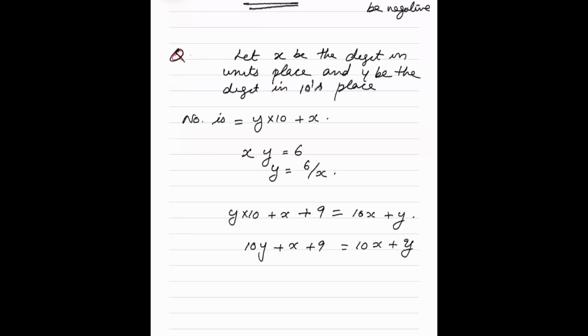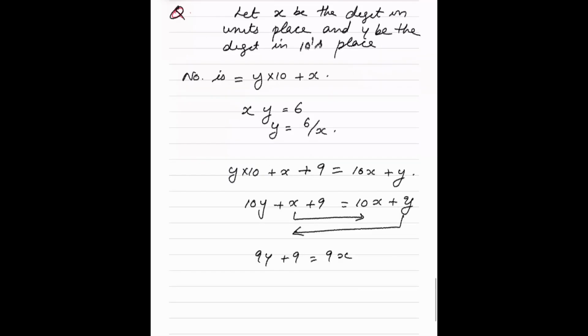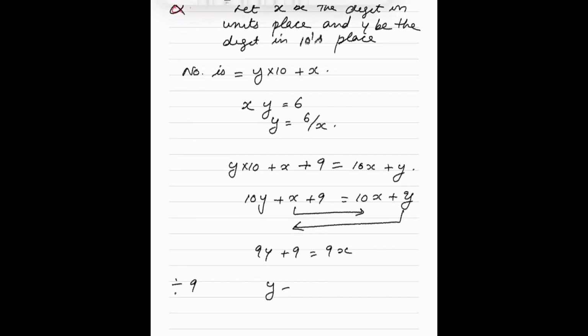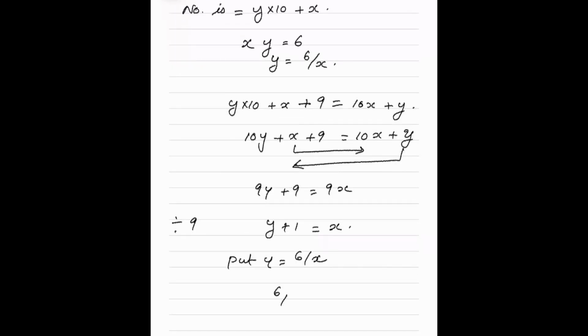Now, I will simplify this, and in the place of y, I will substitute. So what do I have? Y I am taking to this side, x I am taking to this side. So I have 9y plus 9 equal to 9x. Okay, so I'm just going to divide by 9: y plus 1 equal to x. Now put y equal to 6 by x. So I have 6 by x plus 1 equal to x.